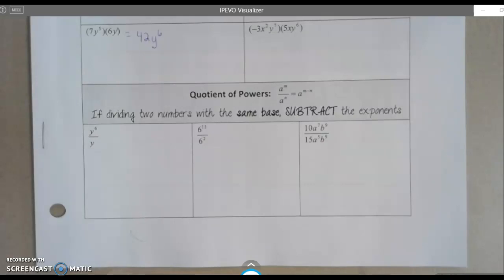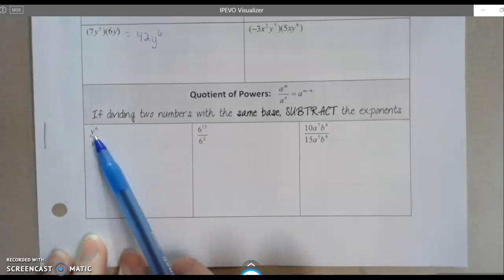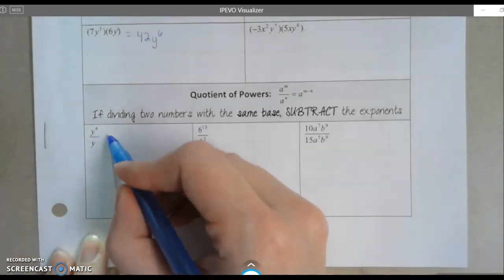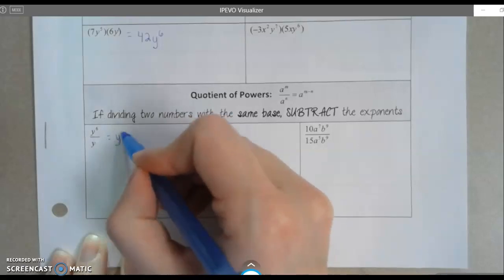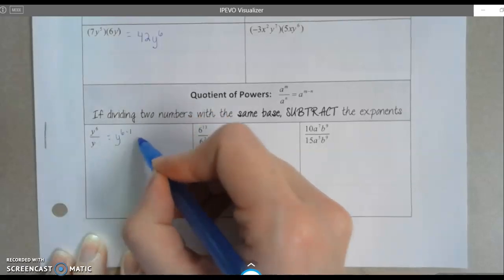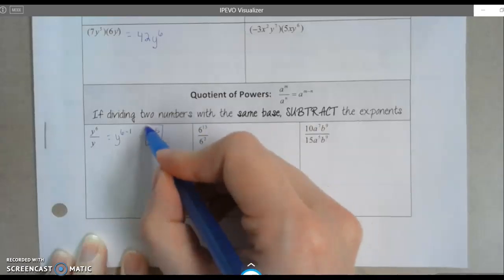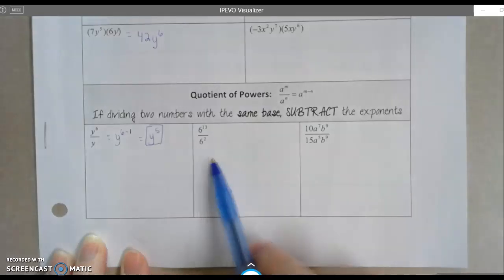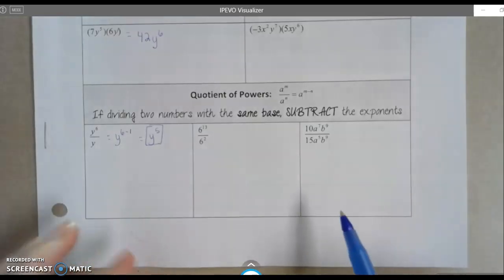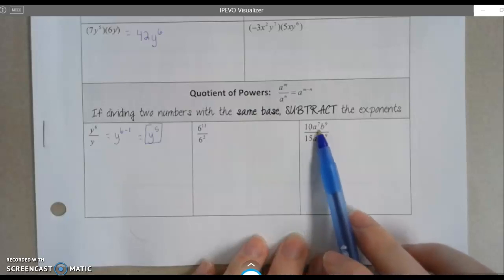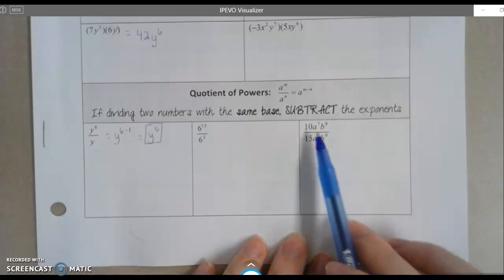Now we're going to look at the quotient rule. Quotient means division. If you're dividing two quantities with the same base, then that means y to the 6th divided by y to the 1st. You would subtract the exponents, and you would be left with y to the 5th. Now, I'm going to skip over the middle one so you can try that one, and I'm going to go to the last one. When you have multiple like bases, you treat each individually.